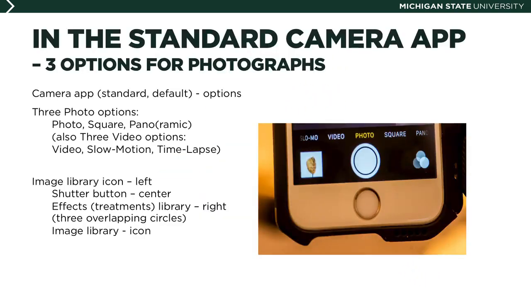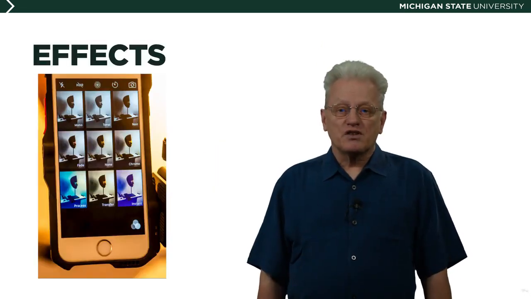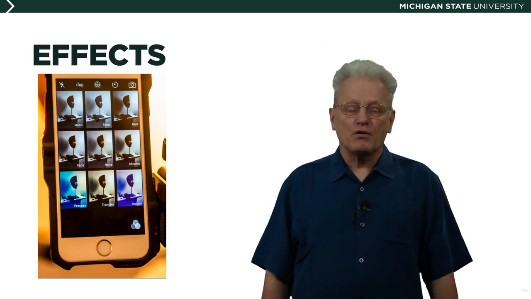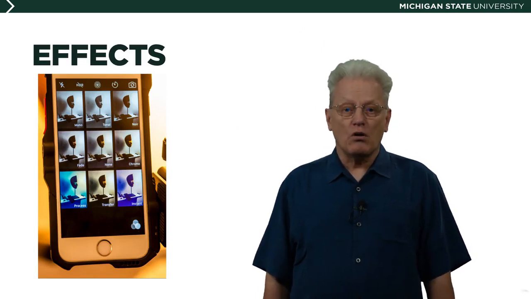Under the labels, you'll see the shutter button in the center, and to the left there's an icon that shows an image from your image library. When pressed, the display will shift to your image library. To the right of the shutter button is an icon with 3 overlapping circles like a Venn diagram. When pressed, this takes the user to a set of effects or treatments that can be set to be applied to the image that will be taken. Notice one of the effects in the center is None. This is used to return the camera back to the default treatment, which is none at all.